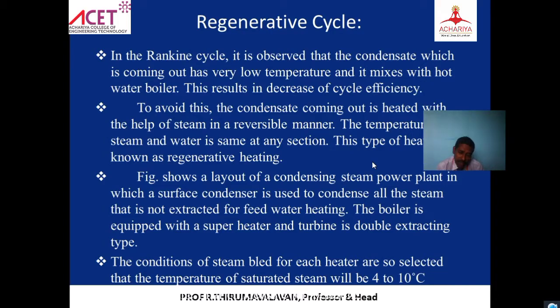In the case of the regenerative cycle, what we are doing is heating the water which is entering the boiler at high temperature and pressure. In the Rankine cycle, it is observed that the condensate coming out is at a low temperature, normally 40 to 50 degrees, and it is mixed with the hot boiler water. This results in a decrease in cycle efficiency.